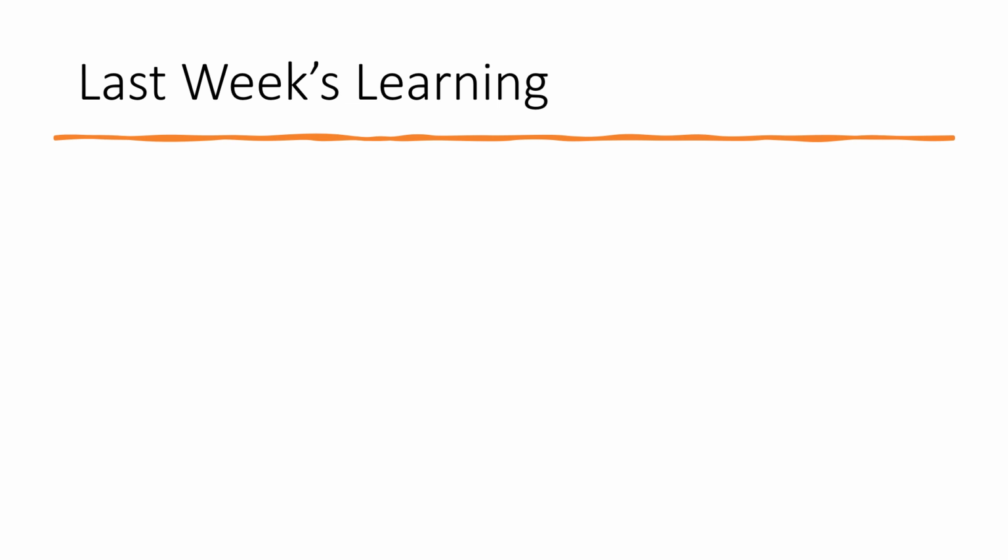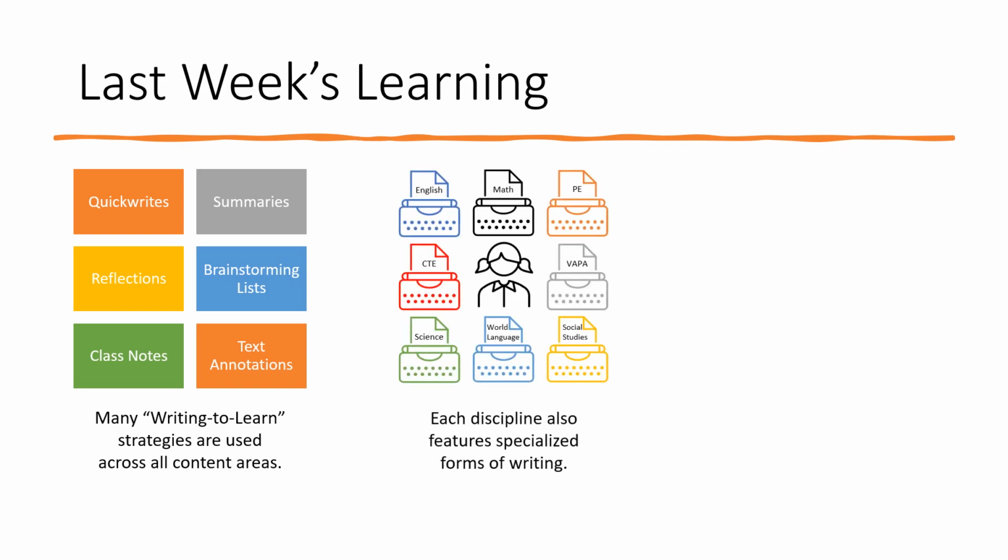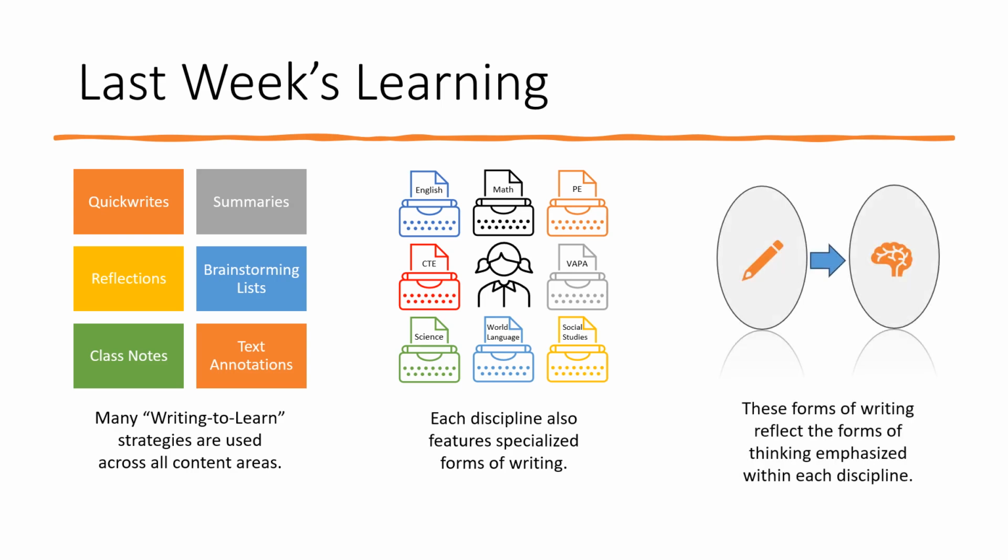Okay, let's first review last week's learning. First, we learned that many writing-to-learn strategies are used across all content areas. We then discussed how each discipline also features specialized forms of writing, such as lab reports in the sciences or source analyses in social studies. Finally, we learned that these distinct forms of writing reflect distinct forms of thinking emphasized within each discipline.